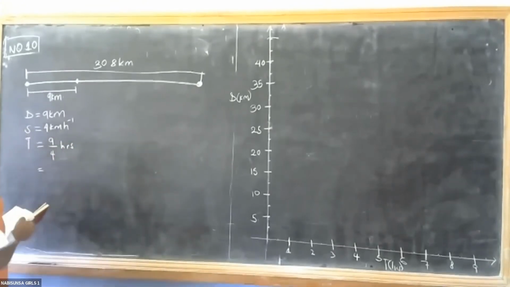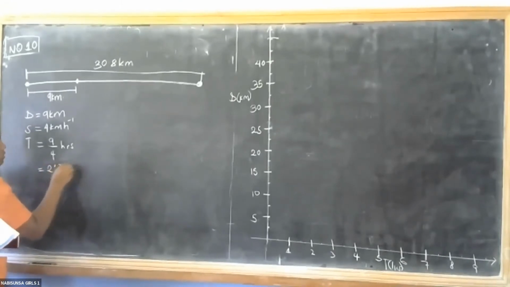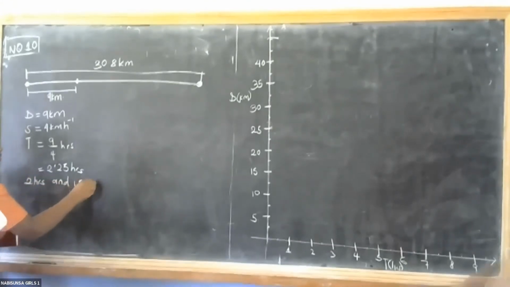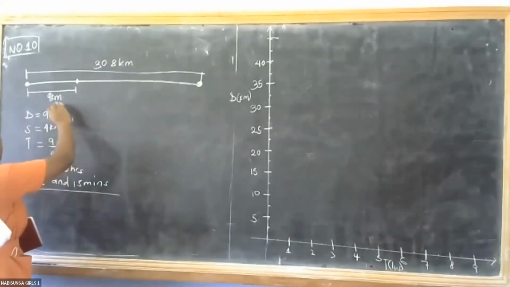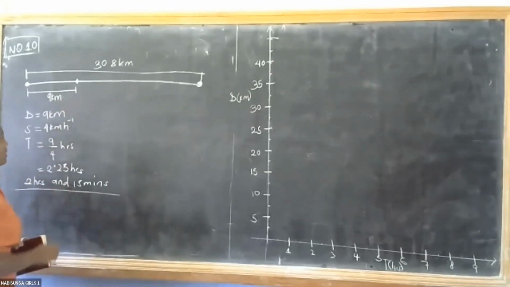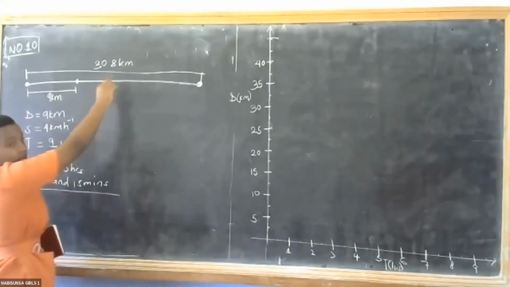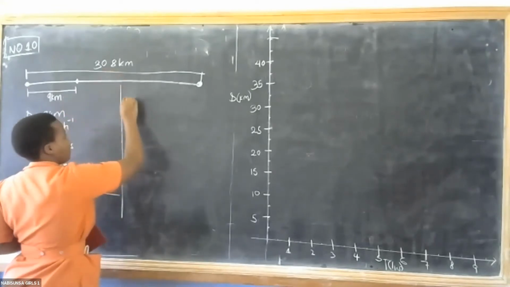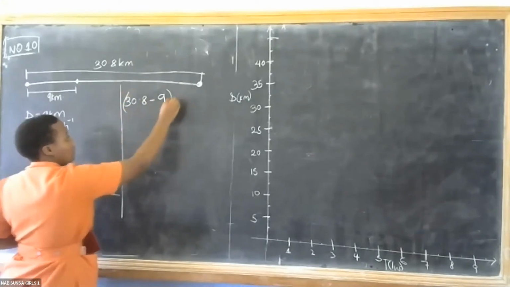This is going to give us 2.25 hours, which is 2 hours and 15 minutes. This is the first distance he moved, 9 kilometers. This is the time he used for the first distance. So getting the time for the next distance that is left to cover this whole journey, we are going to subtract 9 from 30.8.